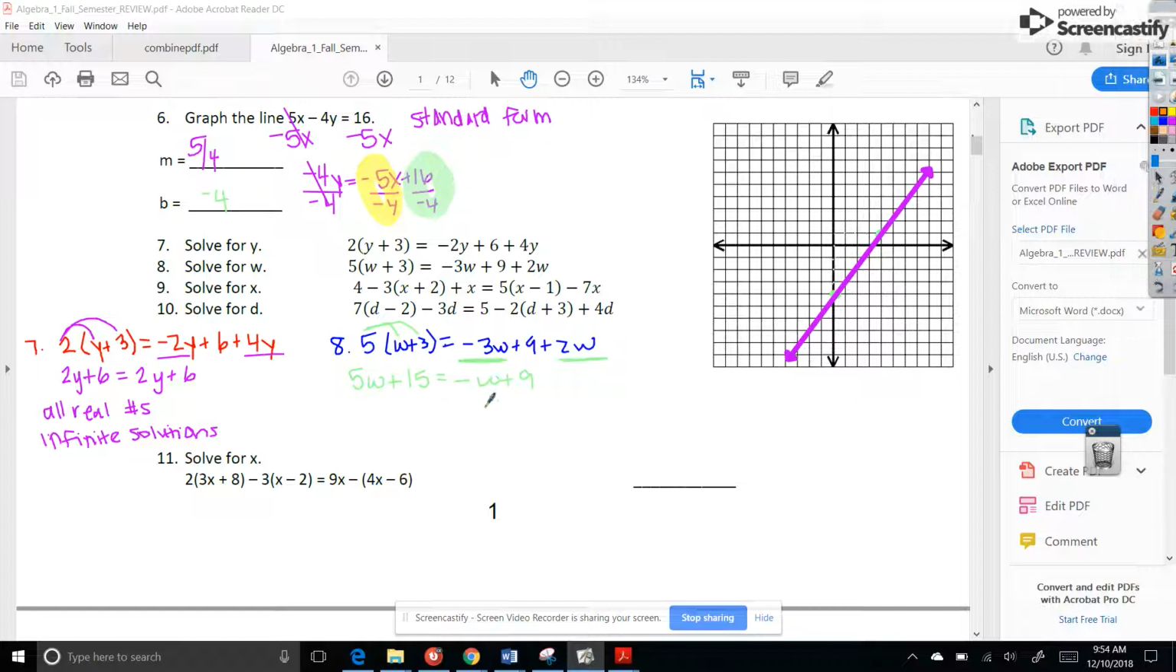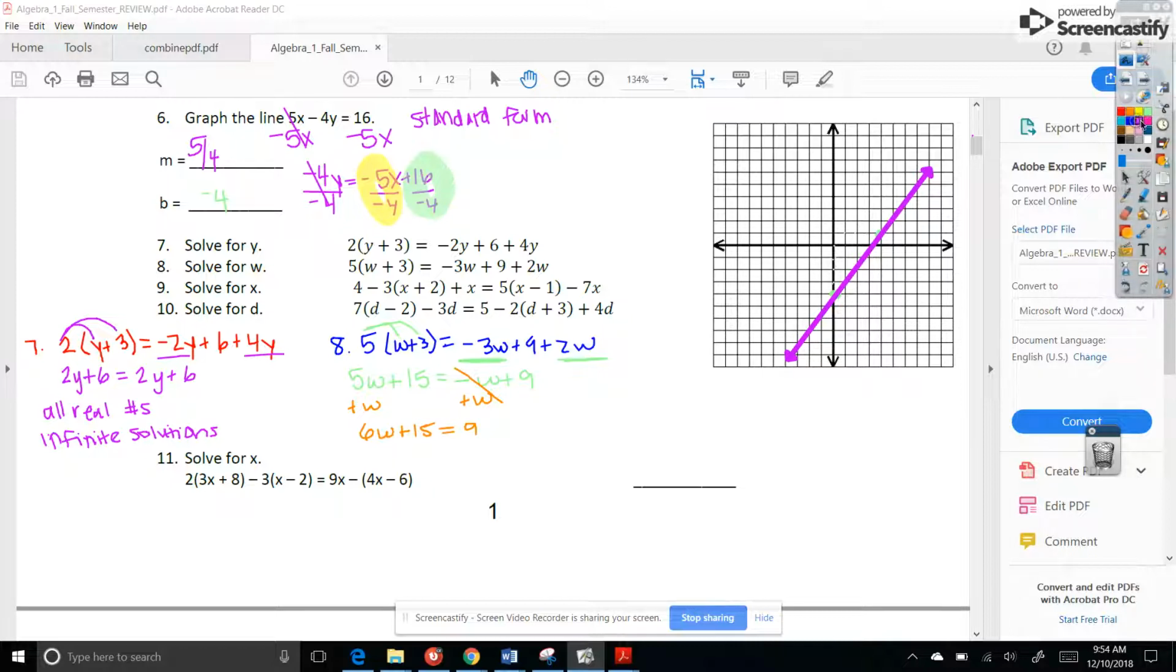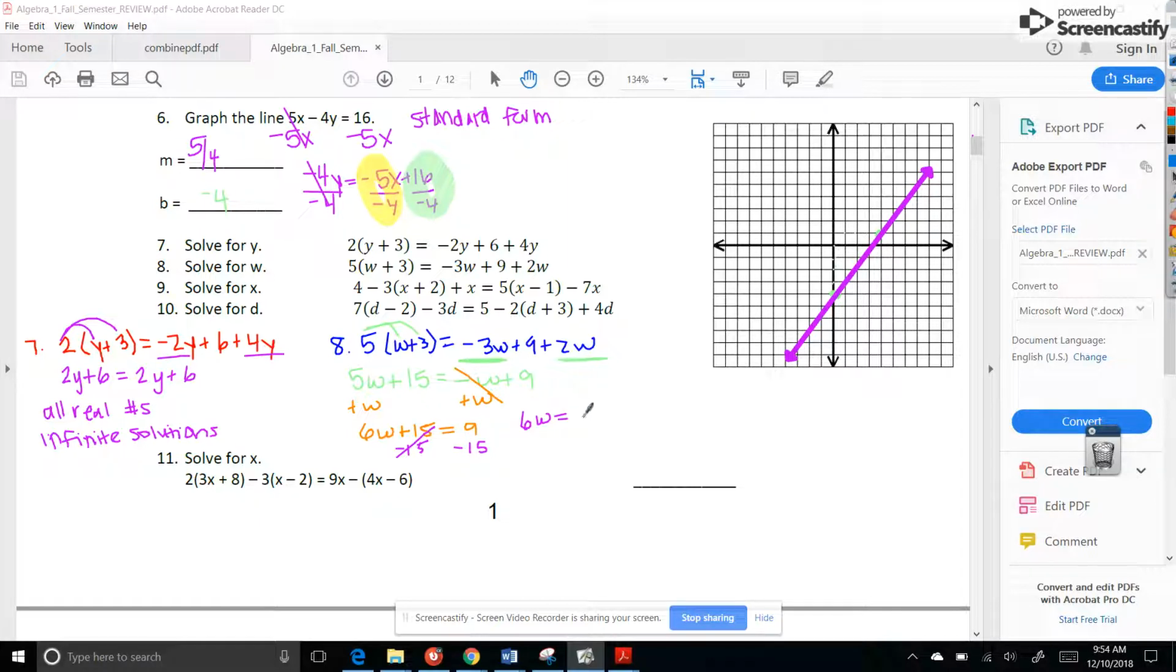Okay, to get all my w's on the same side, I'm going to add w to both sides, canceling this out. Inverse operations. 5w plus w is 6w. Inverse operations again, I have plus 15. I'm going to subtract 15. I'm left with 6w equals 9 minus 15 is negative 6. So dividing by 6 gives me w equals negative 1.